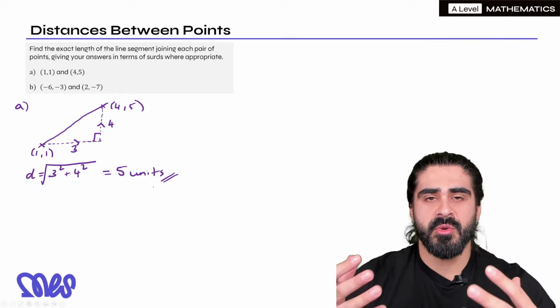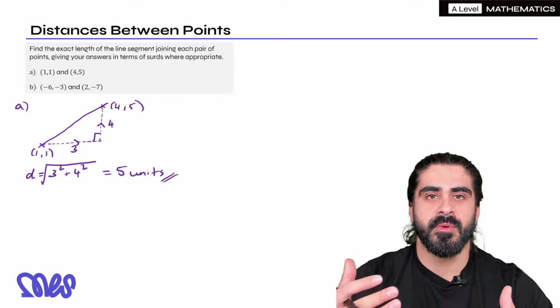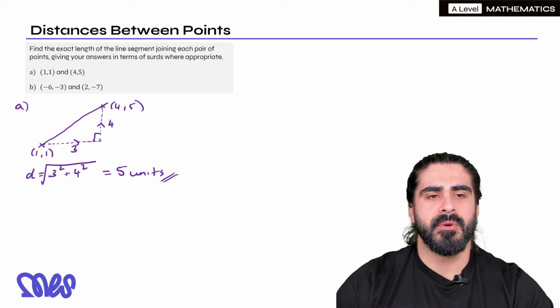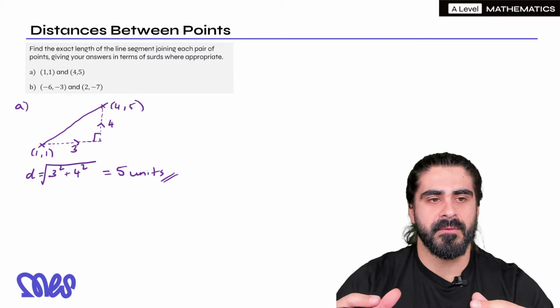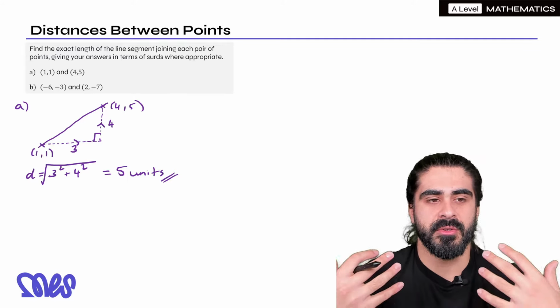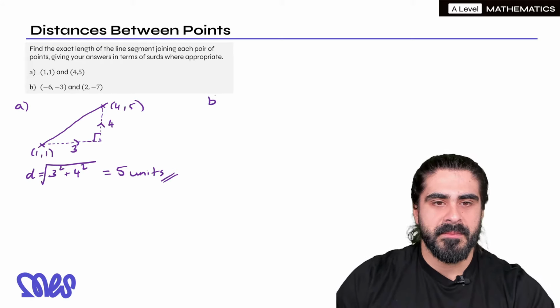Now, essentially what we're doing is the exact same thing as the gradient. The only difference is that with the gradient, we would do 4 divided by 3 to work out the gradient. Here we're just doing Pythagoras. So to work out the distance between points, we're going to do the exact same thing that we did before. We're going to take away the coordinates, and instead of doing a division, we're going to do Pythagoras. So I'll show you how it works with part B.